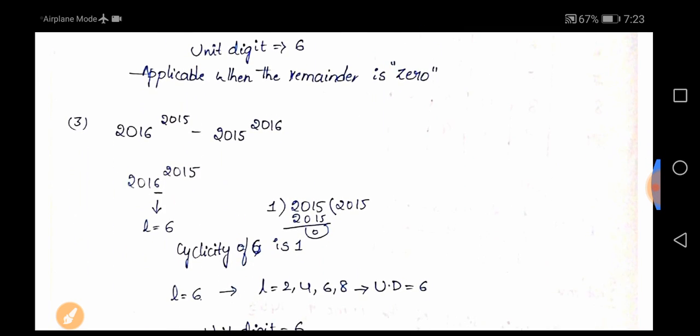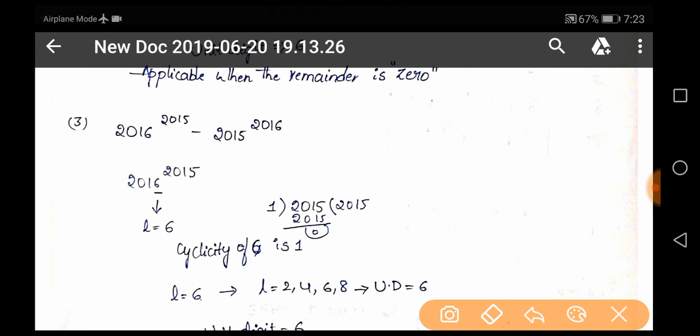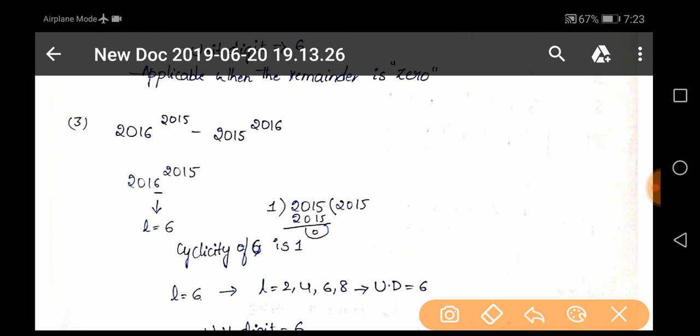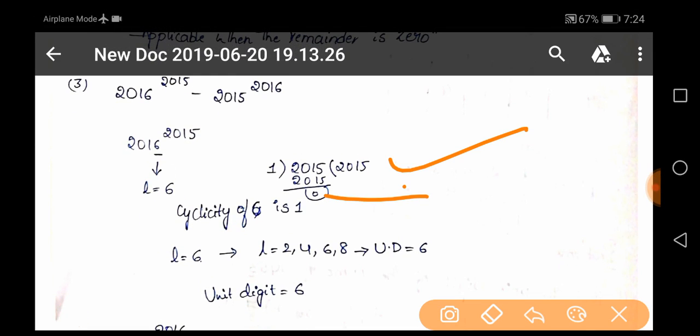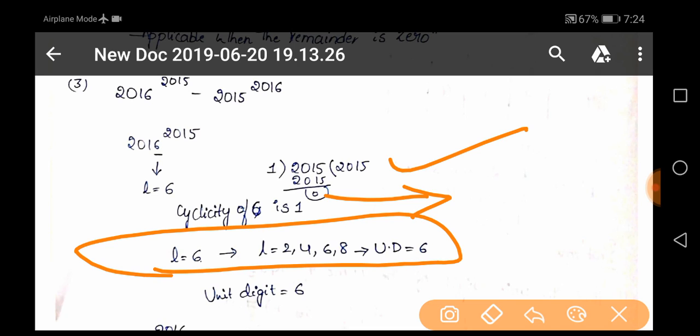Okay, and here is another problem for you: 2016 power 2015 minus 2015 power 2016. So we have to solve. First let us solve this part. 2016 power 2015, the last number is 6. The cyclicity of 6 is 1. So if we divide 2015 by 1, we'll get a remainder 0. Whenever you get a remainder 0, you have to use this case. So the unit digit will be 6.